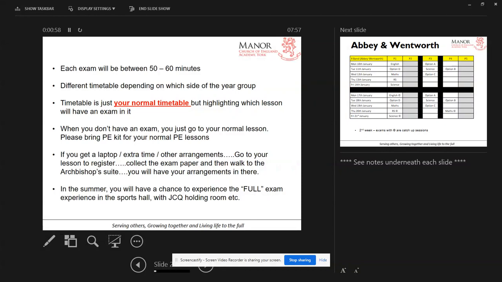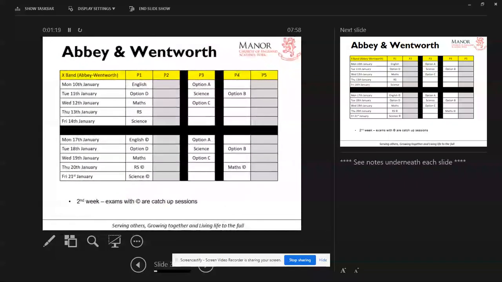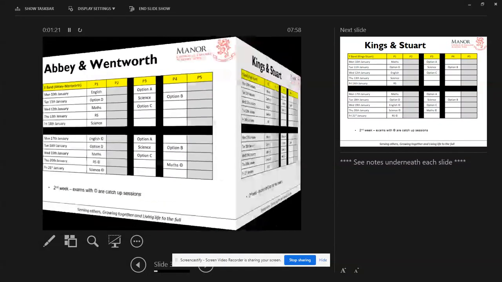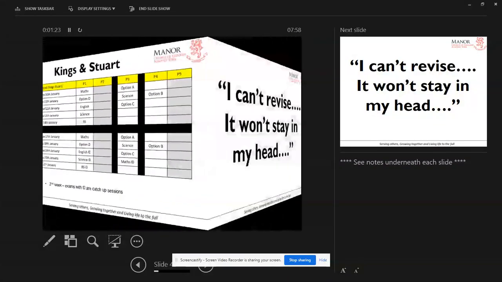If you get access arrangements in terms of extra time, again, follow your normal timetable, go to your normal classroom, your teacher will give you the paper, and then you take that to the Archbishop Suite and our exams team will look after you there to provide you with your extra time or your laptop or whatever you have, and you'll have the same desk for each of your exams. Okay, so there is one timetable for Abbey and Wentworth, one timetable for Kings and Stewart.